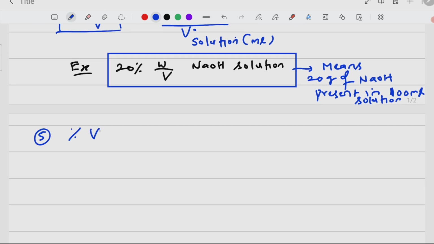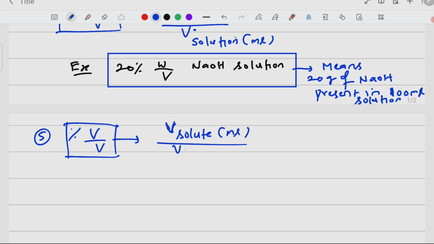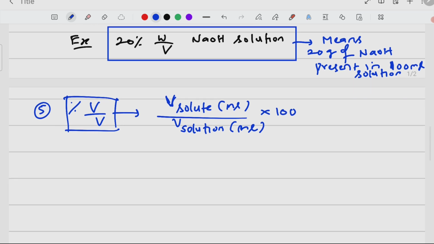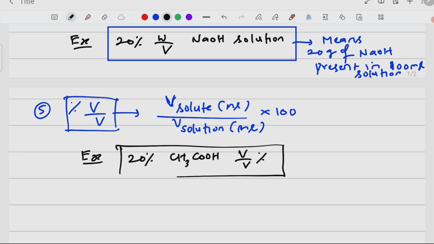Next, percentage V by V. See, V stands for volume. So here we specify volume of solute in ml by volume of solution in ml, into 100. So here, how do we need to consider it? What is the meaning here? For example, if it is 20% acetic acid, 20% V by V percentage, if it is given.